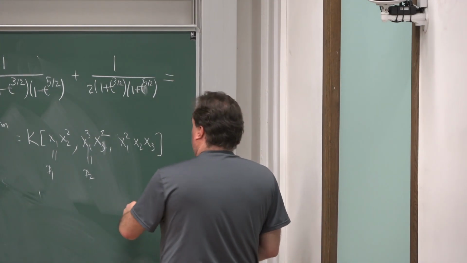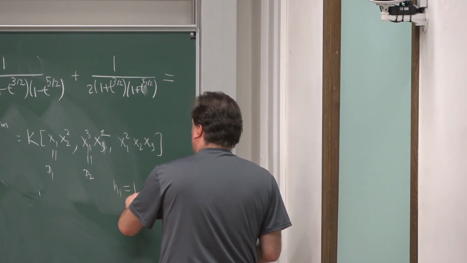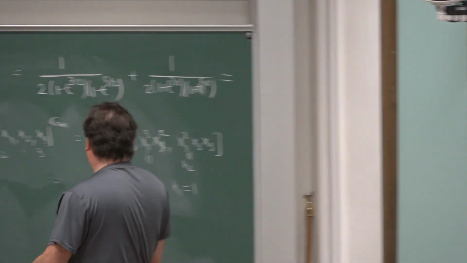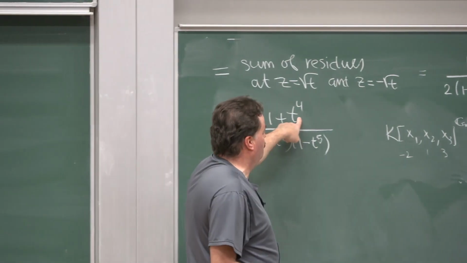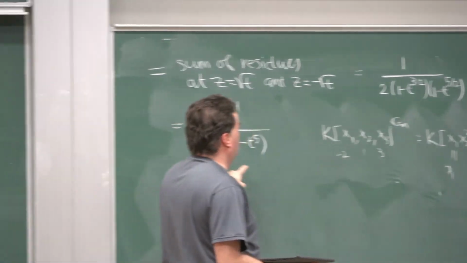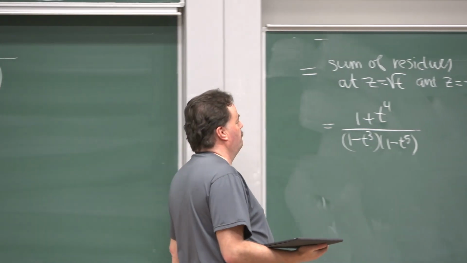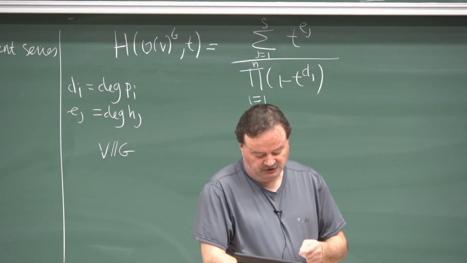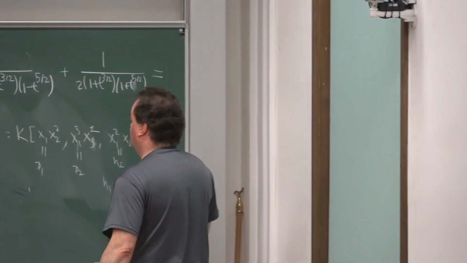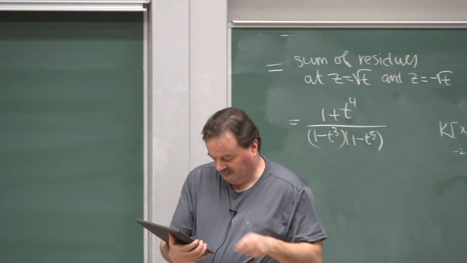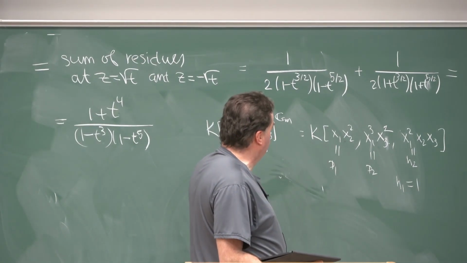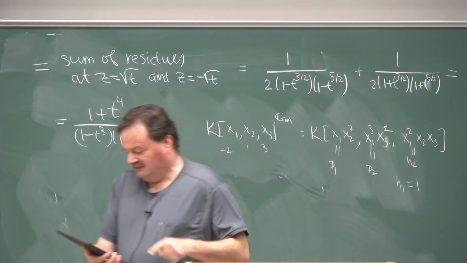And then the secondary invariants, you can take H1 to be 1 and H2 to be this one. And then you see exactly, H2 has degree 4, so that's the t to the power 4. P1 has degree 3, that's the t cubed. And P2 has degree 5, which is this t to the power 5. So it works out nicely. And so that's actually a proof that these three invariants generate. I guess I have to show that these two are algebraically independent, that they define the null cone. Anyway.